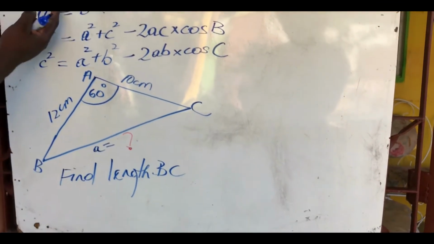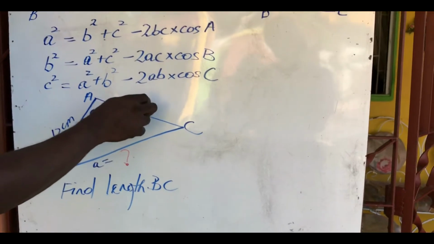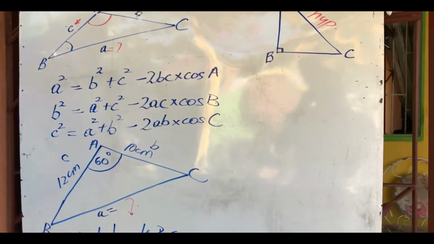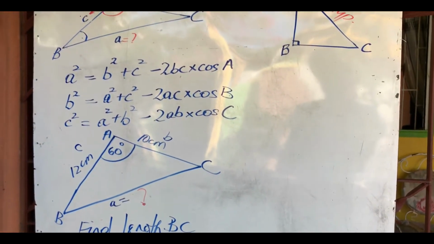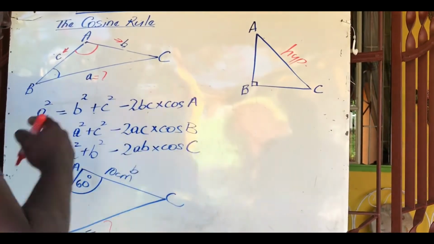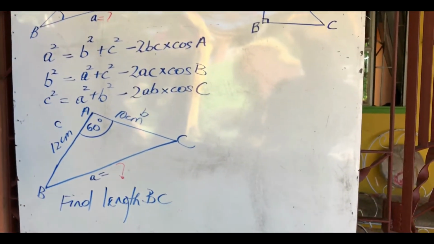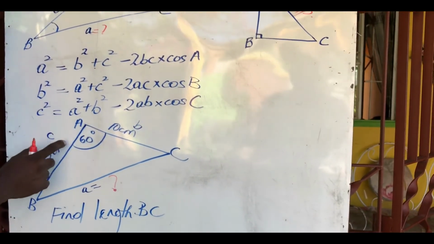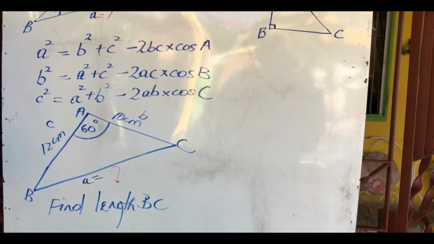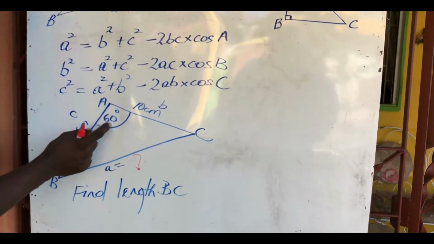So let us come up here now and look at this. If this is A, this is B, this is C, we use the cosine rule, because again it is not a right angle triangle, so we are not going to use trig ratios or Pythagoras' theorem. Finding length BC, we realize that we have two sides and the included angle. In order for you to use the cosine rule, one criterion is that you must have two sides and the angle between.